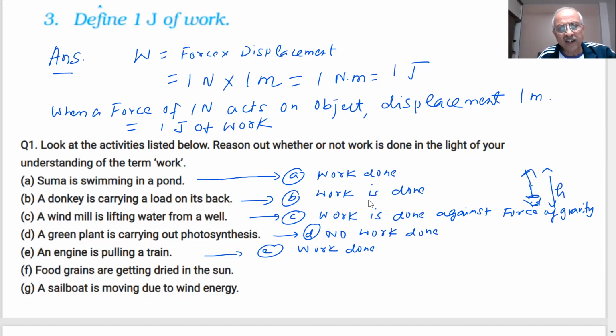Food grains are getting dried. What is happening? Sir, work is not done. No work done. Why? Because, sir, there is no displacement and force in this case. The sun's energy, the water is getting evaporated. Nothing displaced. Next question. A sailboat is moving due to wind energy.